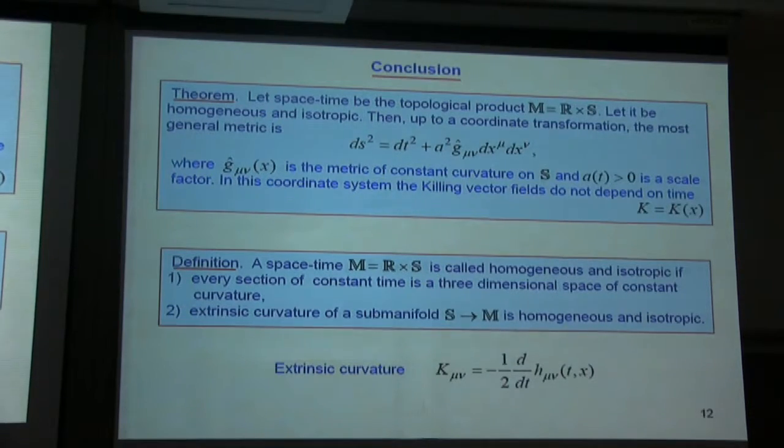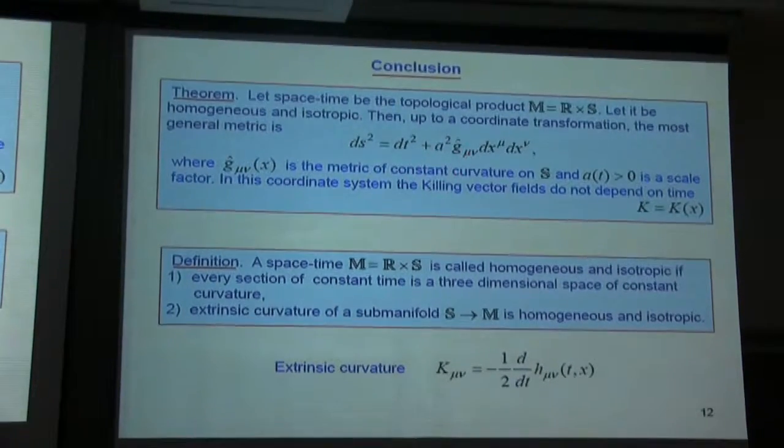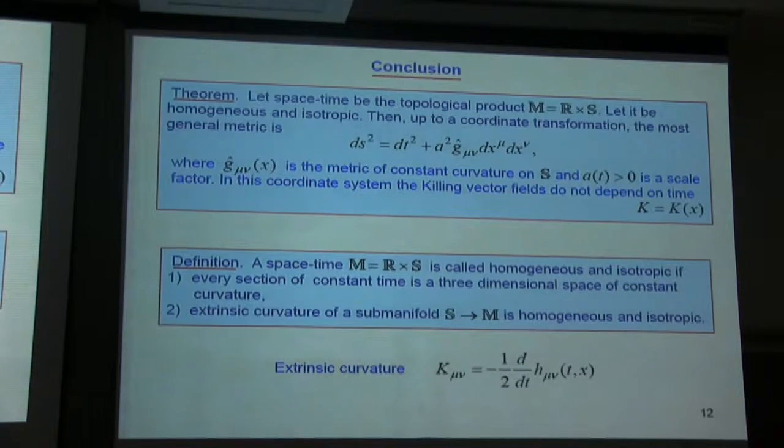a(t) is the scale factor. In this coordinate system, the Killing vector fields do not depend on time. And this is an important statement. And now I give, as far as I know, a new definition of homogeneous and isotropic spacetime. Spacetime M, which is a topological product, is called homogeneous and isotropic if every section of constant time is a three-dimensional space of constant curvature. And the second requirement: the extrinsic curvature of the submanifold is homogeneous and isotropic.